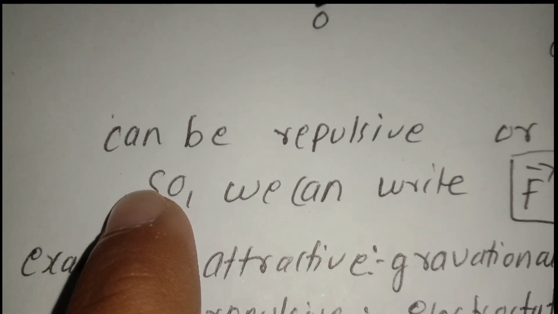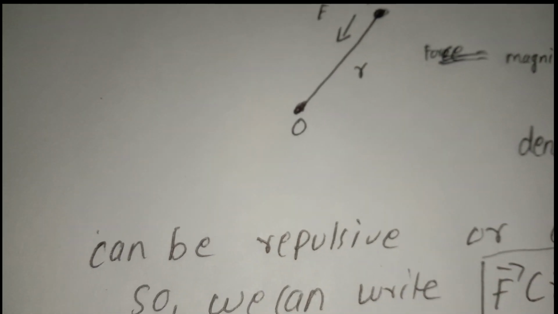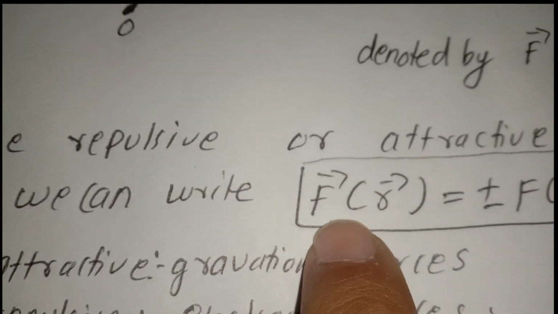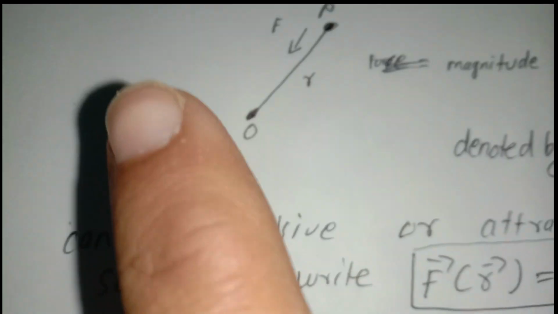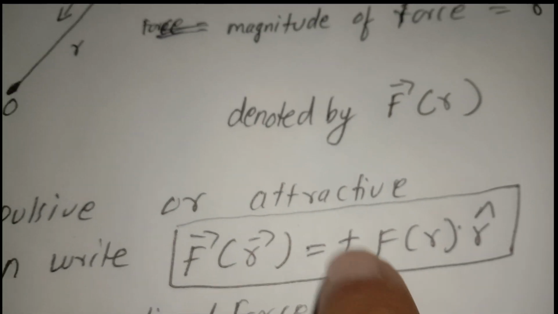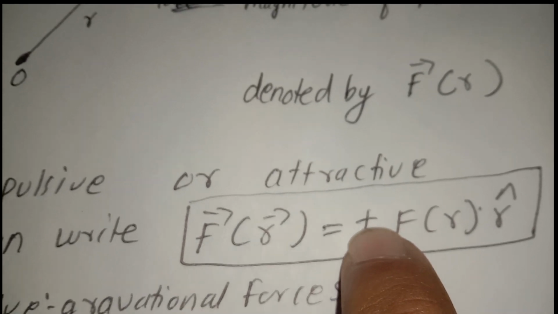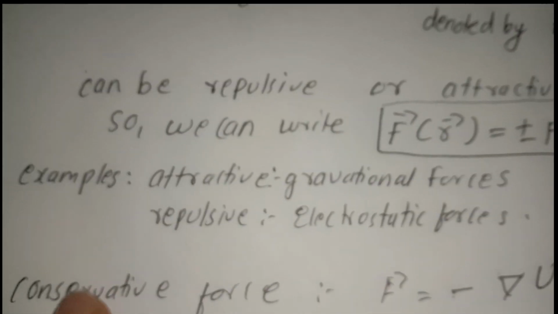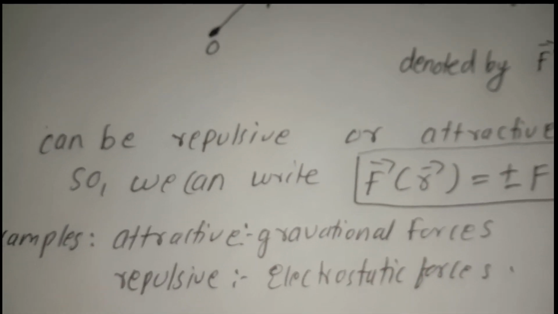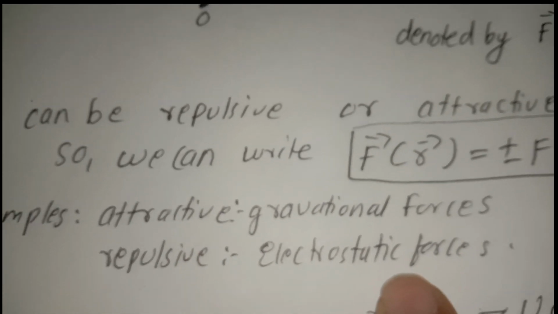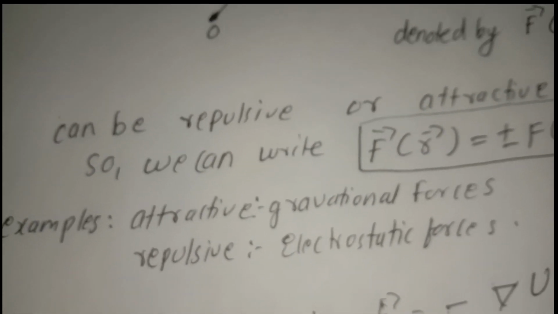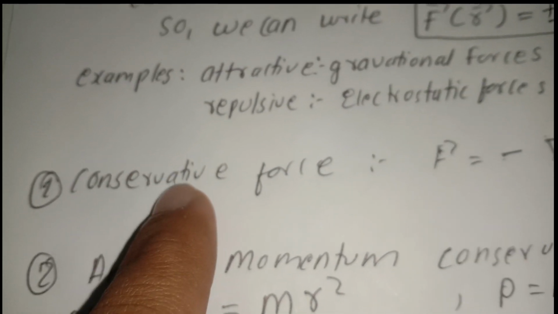Now let's move on to another thing: it may be repulsive or it may be attractive. If repulsive, it's negative. If positive, it means the attractive force. And it may be written as this. Let's move on to the examples. Talking about attractive force, gravitational force attracts a body. And repulsive force, electrostatic force, it may repel most of the time. Another example is the spring force.